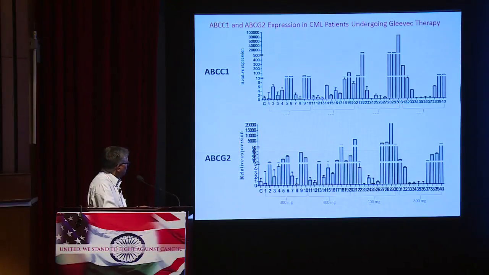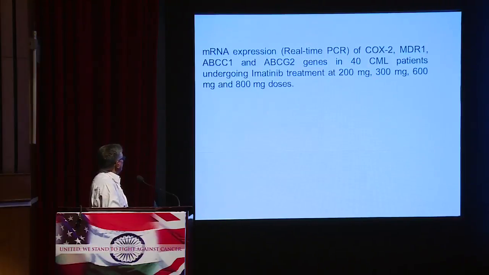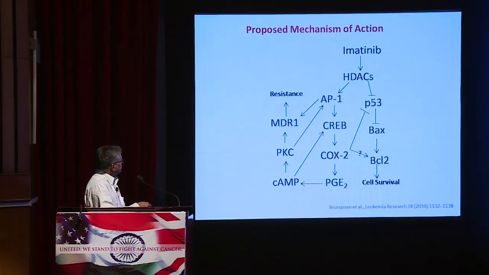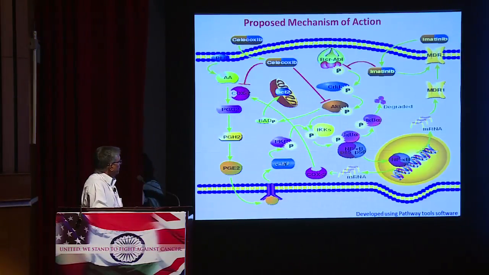So we collected about 40 patients. In at least the majority of them, there is overexpression of ABCG2, ABCC1, and MDR1 we have seen earlier. So in conclusion, the proposed mechanism is, I have not talked about the HDACs, histone deacetylases. Later on, we have shown that histone deacetylases through the AP1 mechanism are involved in COX2 induction, which in turn produces prostaglandin E2, and prostaglandin E2 is involved in overexpression of MDR1 efflux pumps. And this is the mechanism that was shown to be responsible.